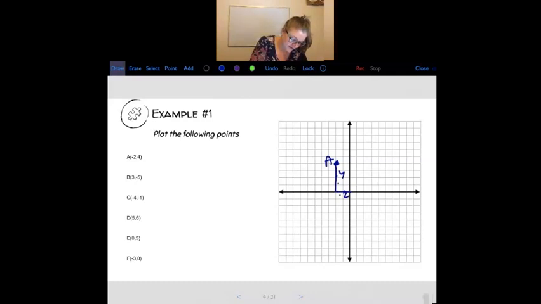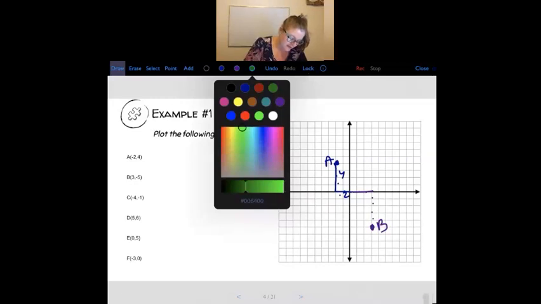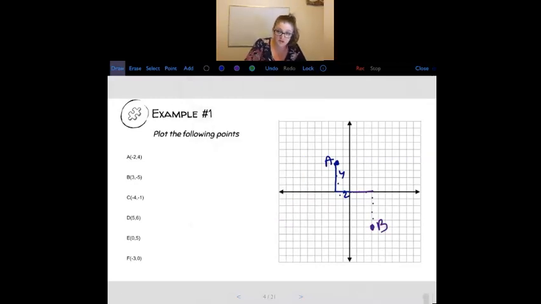Point B is 3 in the positive x direction and -5 in the y direction. So start at the origin, move 3 over, and then go 1, 2, 3, 4, 5 down. Here's point B. Point C is -4, -1. So both x and y are negative here, so we should end up in quadrant 3. 1, 2, 3, 4, and then down 1, point C.